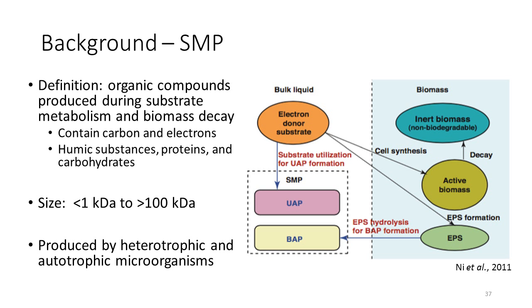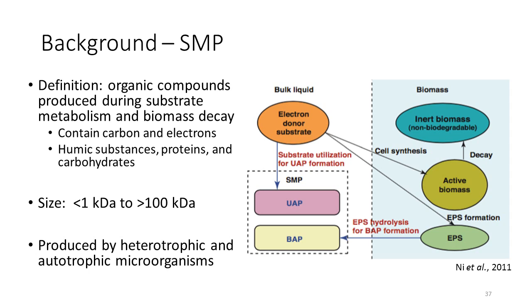So a bit of a refresher on SMPs. They're essentially the byproducts that are produced during microbial metabolism or biomass decay or the hydrolysis of EPS. And this schematic shows how during a cell's life it might produce SMP as it uses substrates or as it produces EPS or creates a biofilm, and then the EPS goes through hydrolysis. And all of this makes SMP.